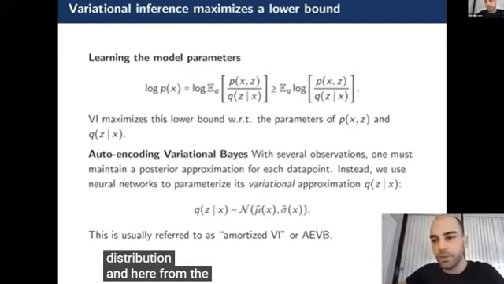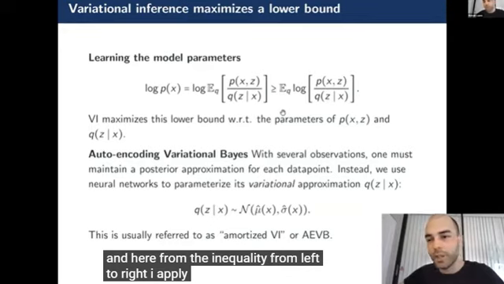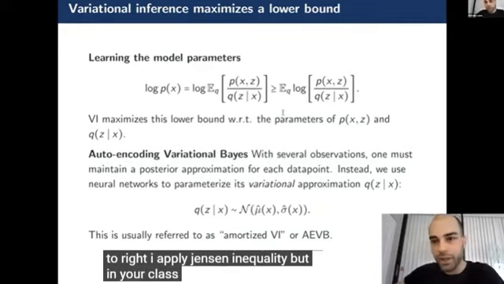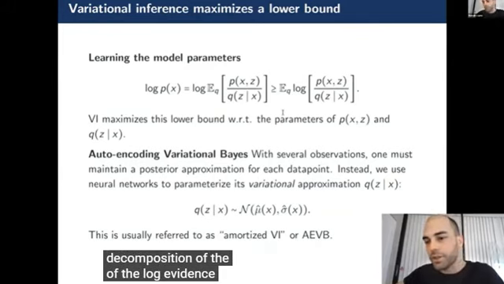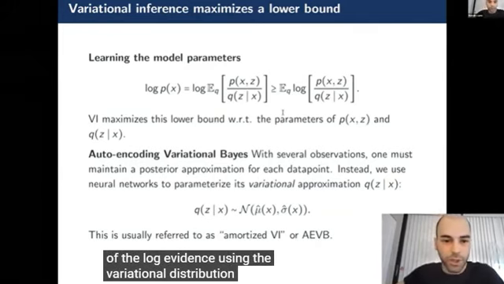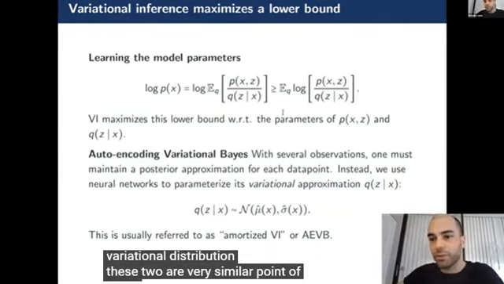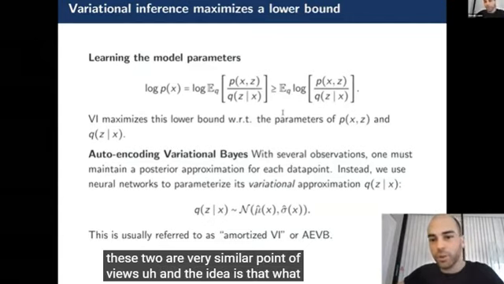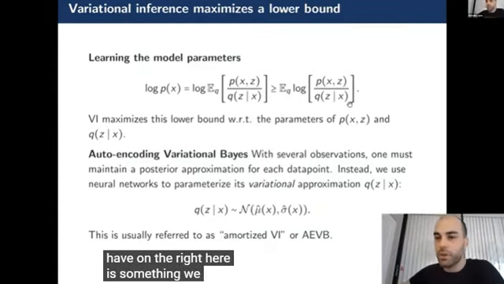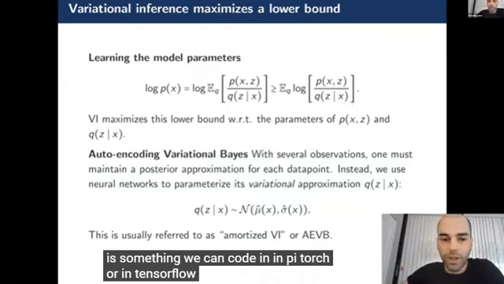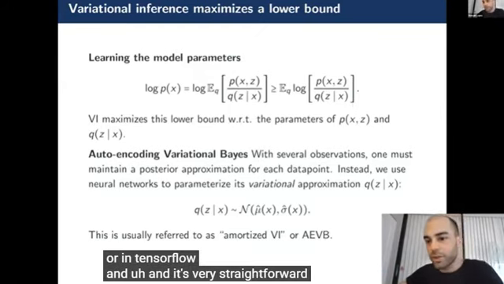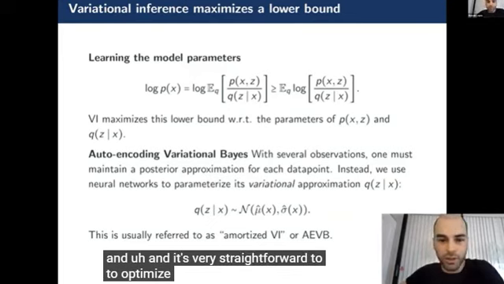And here, from the inequality from left to right, I applied Jensen's inequality, but in your class, you just saw a complete decomposition of the log evidence using the variational distribution. These two are very, very similar points of view. And the idea is that what we have on the right here is something we can code in PyTorch or in TensorFlow, and it is very straightforward to optimize.